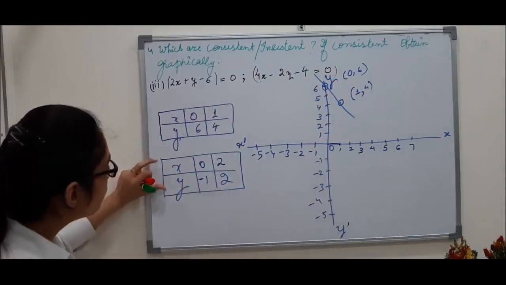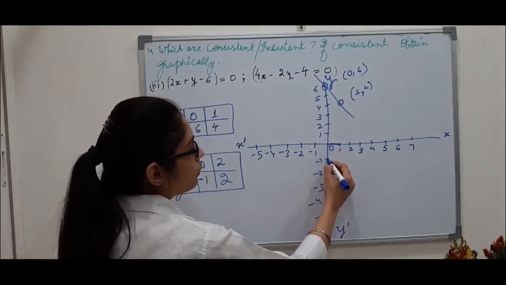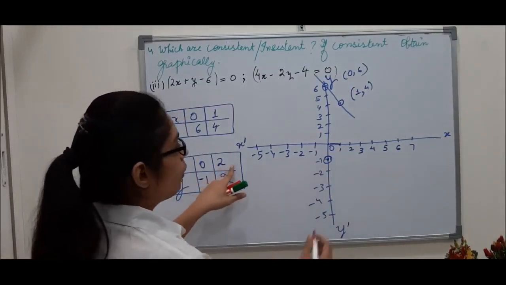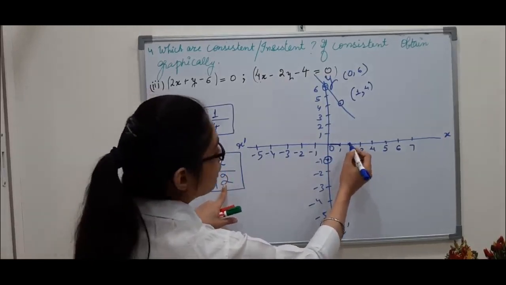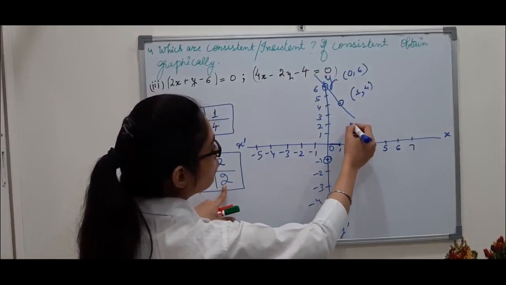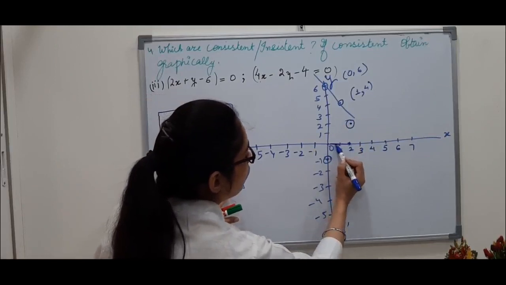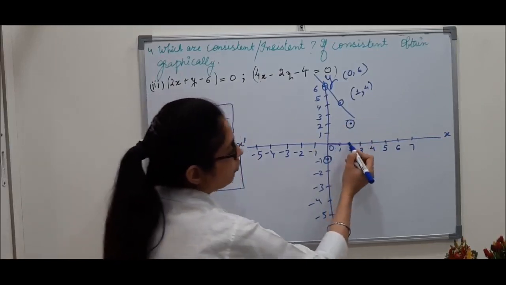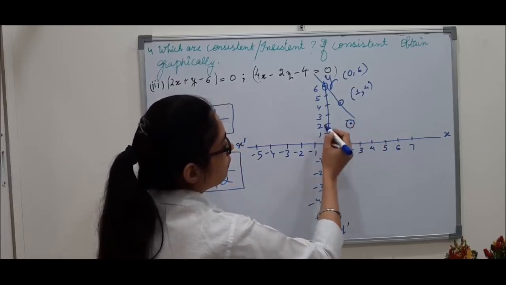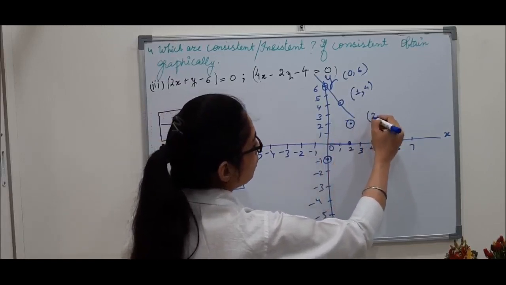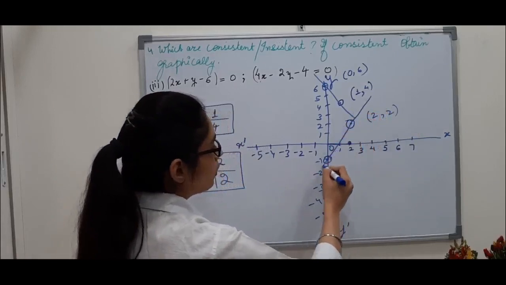Now let's plot the second point. x is equal to 0, y equal to -1. This is my point. Now x is equal to 2, y also equals 2. So here is the point. Two points I have to take. This is 2 on the x-axis, and straight vertically upward I have to go because y is positive 2. So this will be my point 2 and 2. Now I have to join these points like this.